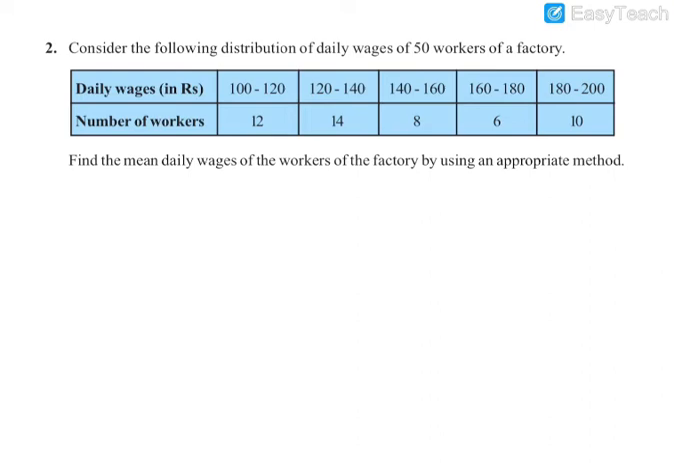Now let's apply these formula to solve some questions of exercise 14.1. This is question number 2. Consider the following distribution of daily wages of 50 workers of a factory. Find the mean of daily wages of workers of the factory by using an appropriate method. We will solve this question using both methods.